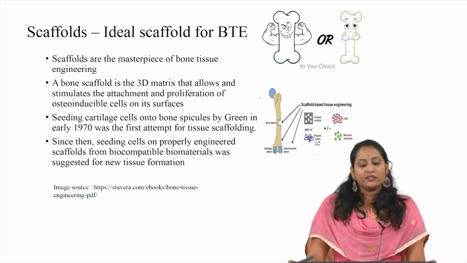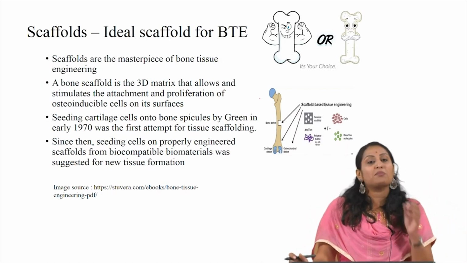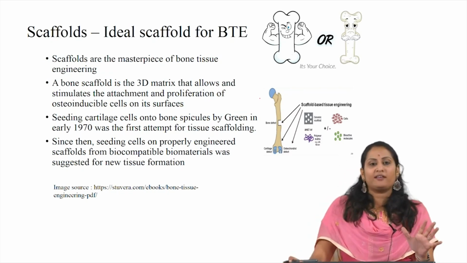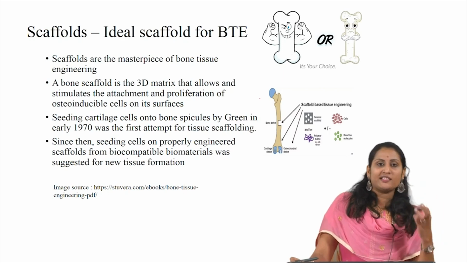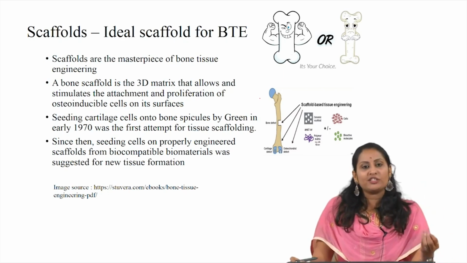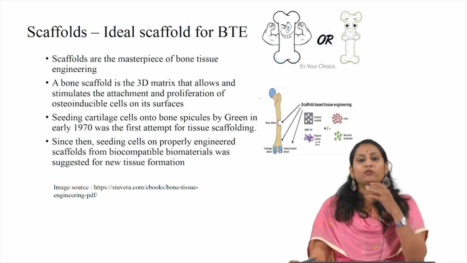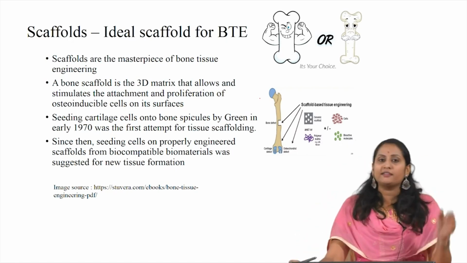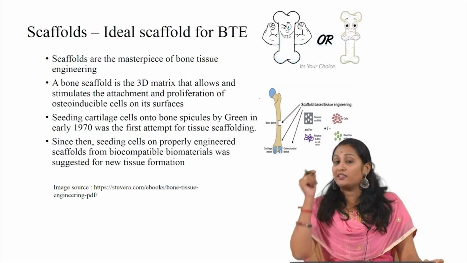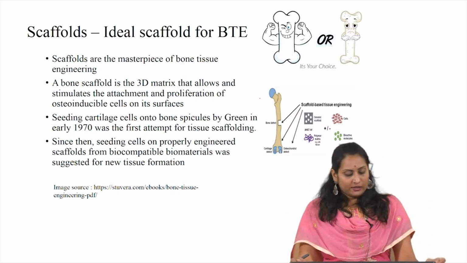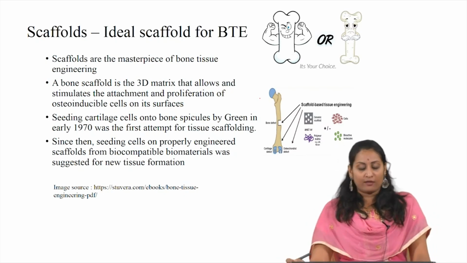The scaffolds are the masterpiece of bone tissue engineering. A bone scaffold is the 3D matrix that allows and stimulates the attachment and proliferation of osteoinducible cells on its surfaces, and the first one was developed by Green in the early 1970s, where they seeded cartilage cells into the scaffold. That is how seeding cells on scaffolds developed.